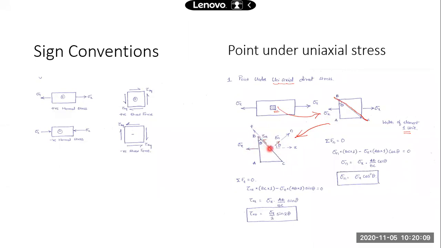But on plane BC, what we are trying to determine is the normal stress acting on this plane BC and the shear stress acting on this plane BC. We are going to determine that. Along these two directions, the normal direction and the tangential direction, we are going to consider the equilibrium conditions: summation Fn equal to 0 and summation Ft equal to 0.